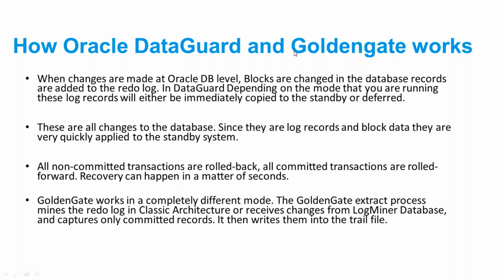So how do Oracle DataGuard and Golden Gate work? When changes are made at the Oracle database level, blocks are changed in the database and records are added to the redo log. In DataGuard, depending on the mode you are running, these log records will either be immediately copied to the standby or deferred. So what happens in DataGuard is, as soon as the block is changed on the source database, the corresponding block will be applied on the target database, and based on the mode you choose, it can be immediately copied or deferred.